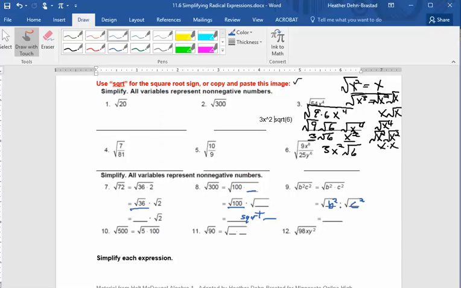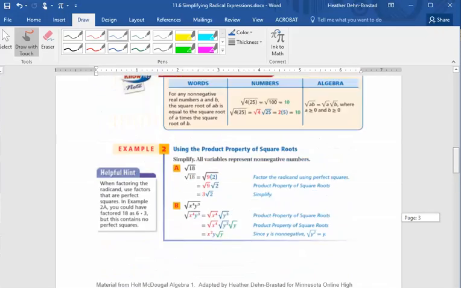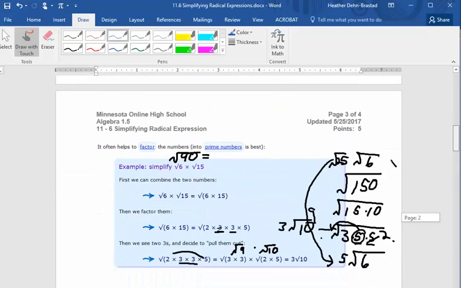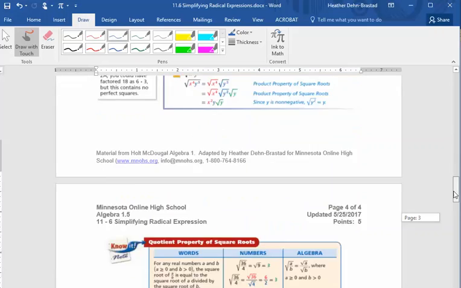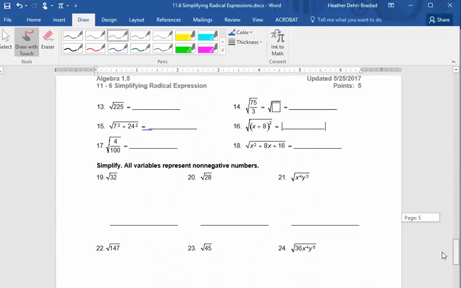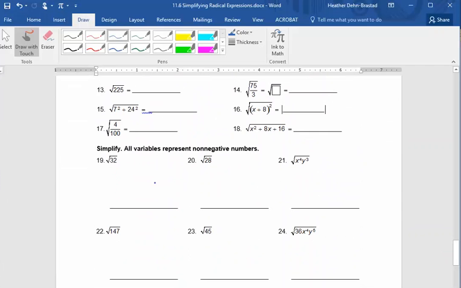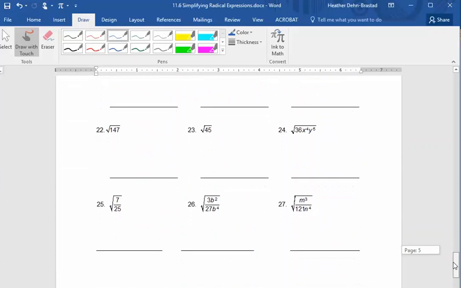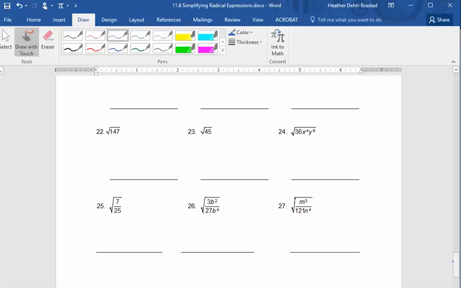Let's see, is there anything tricky in these ones? We did the square root of 90 already up here. So you can look back at that and see how to do the square root of 90 and check what your answer will be. And then there's some more down here. These are just some numbers, and then there's some with variables, so it's just more practice. We'll do one more. Let's do number 24.